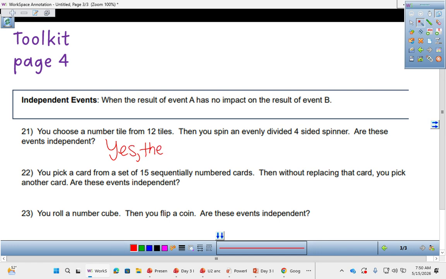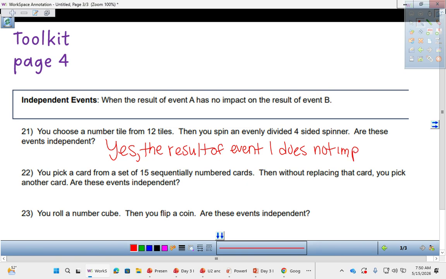And I'm going to give a reason. You don't necessarily have to write this if you don't want to, but I'm going to because it's a toolkit note. So yes, the result of event 1 does not impact event 2.